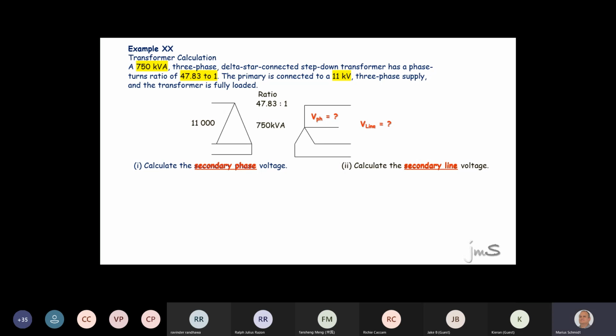Checking with the guys online. So 230 and 400. That formula's not even on the formula sheet. Sorry? That formula's not on the formula sheet. It is? I can't find it. N1 over N2 equals V1 over V2. That's right. It's N1 into V1, V2.